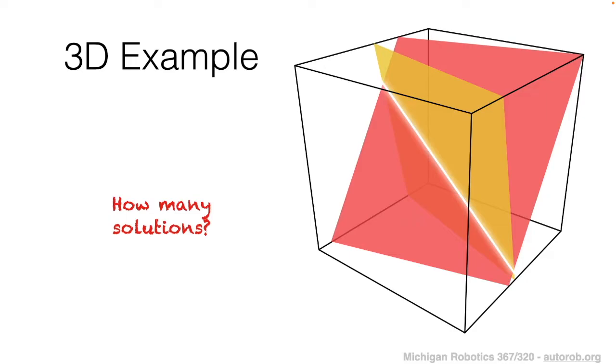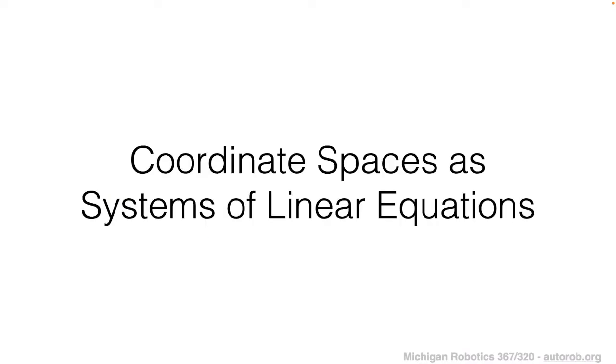But as we're starting to talk about a refresher of some of these topics, the visual intuition is really useful for our ability to understand what it is that we're working with. So now that we have this intuition about vector spaces and linear systems, let's transition and look at how we can define our coordinate spaces as linear equations within vector spaces.